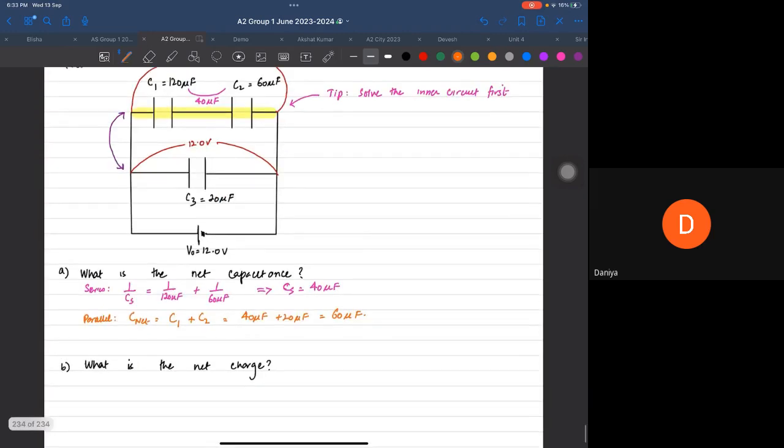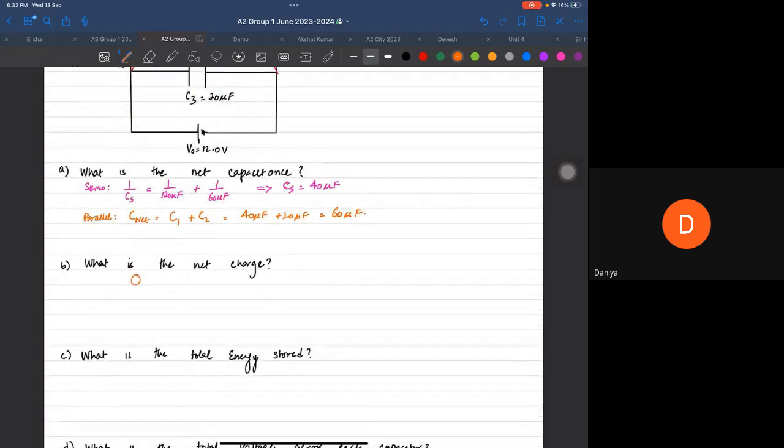Then they will ask you what the total charge is. Now this is very simple, because to find the total charge you only need to use Q is equal to CV. We have the total capacitance which we just found here, so it's going to be 60 microfarad. We also have the total voltage which is 12, so you can multiply these, and 12 times 60 is 720 microcoulombs.